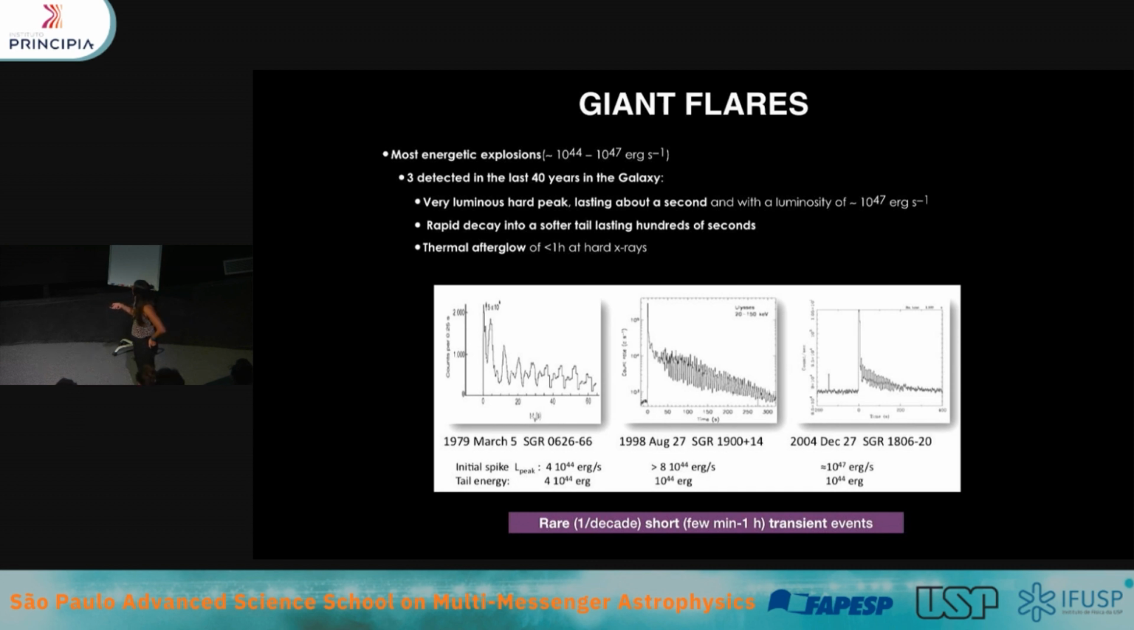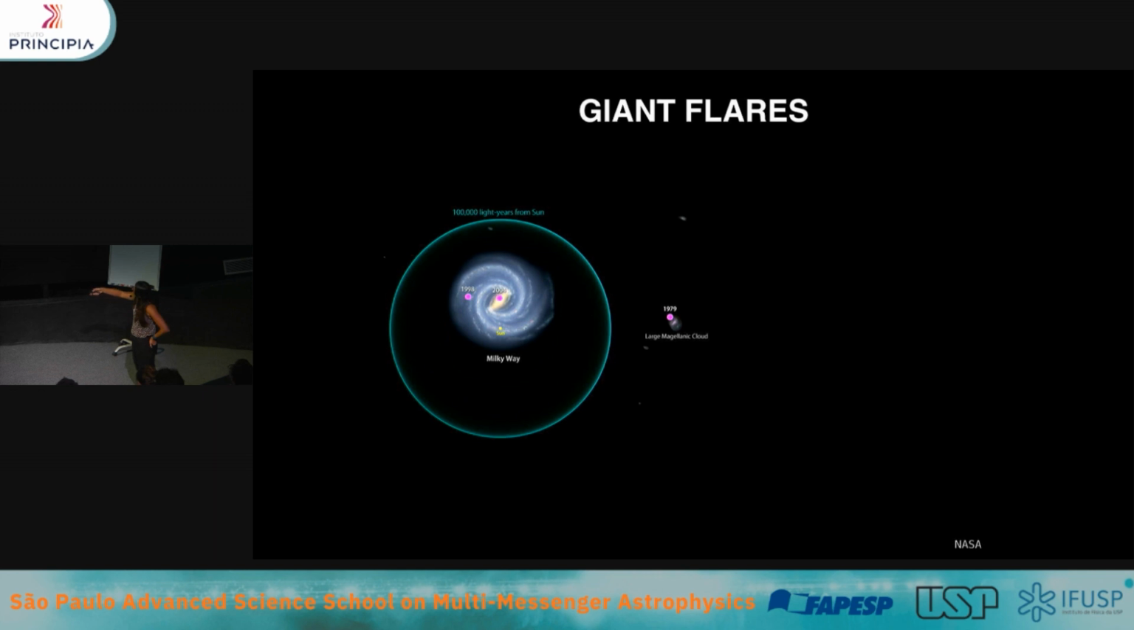So these giant flares, where were they located? Two of them in the galaxy, one in the Large Magellanic Cloud.